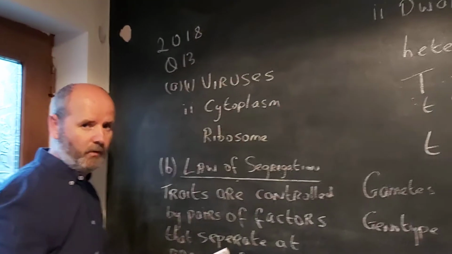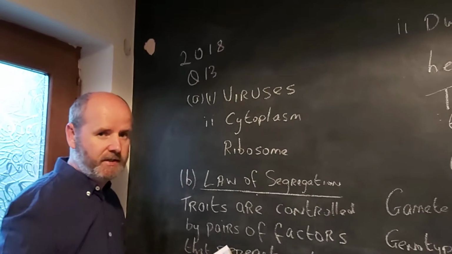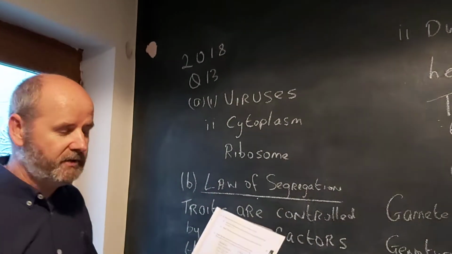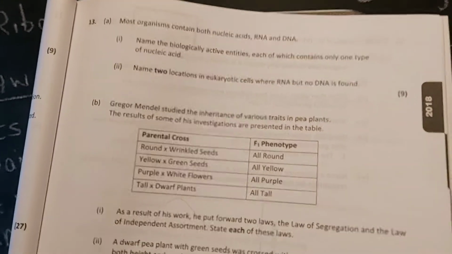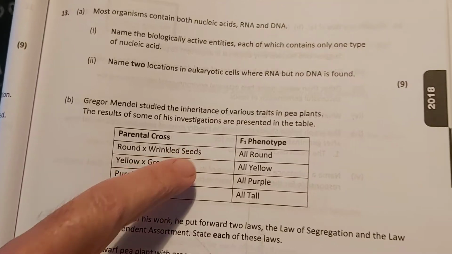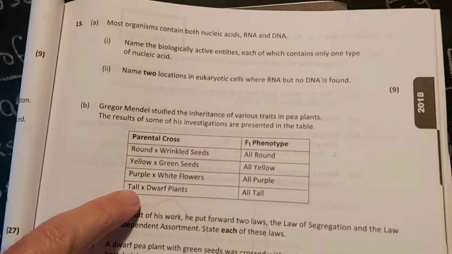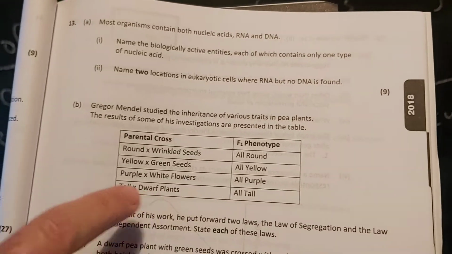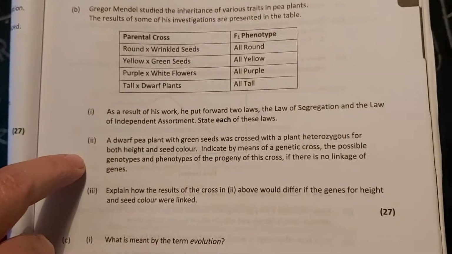Part B of that question, it basically is a genetic cross. And what you'll notice from the actual question is there was a box, and the box had parental cross. It had round and wrinkled seeds, yellow and green seeds, purple and white flowers, tall and dwarf plants. Now that will become important here for part 2 of that particular question.